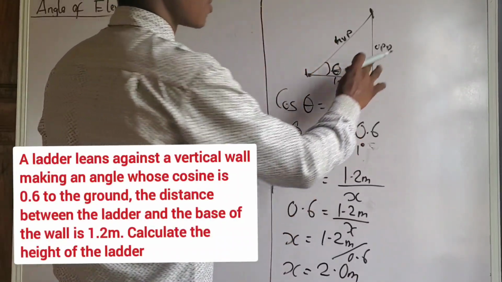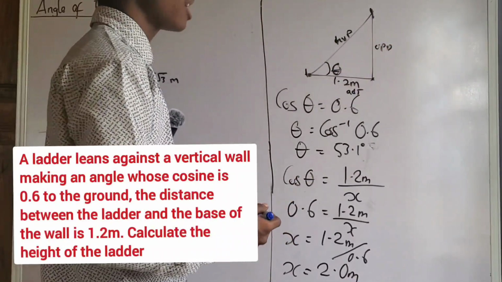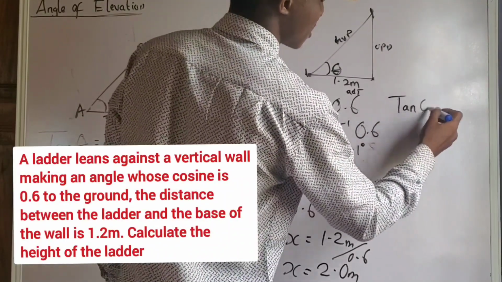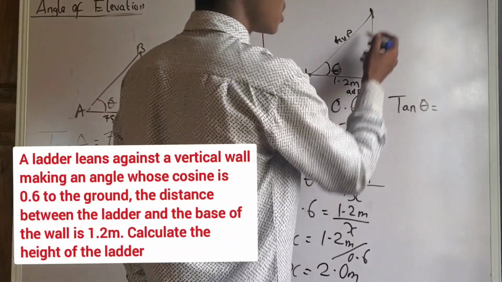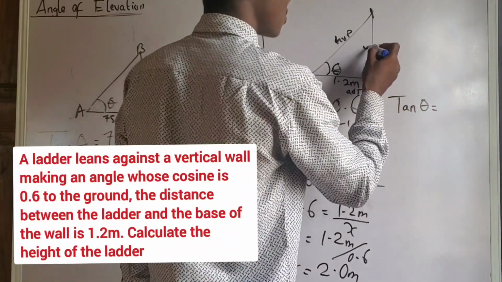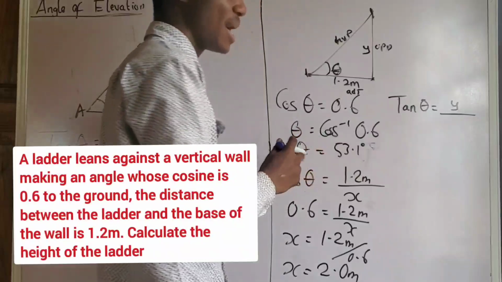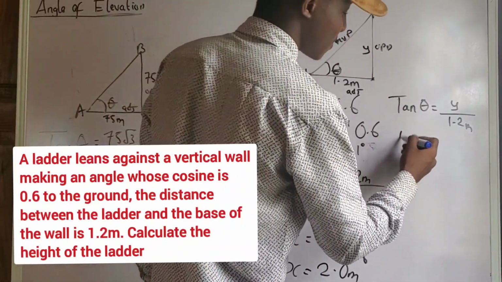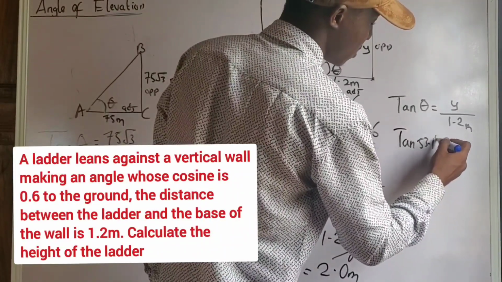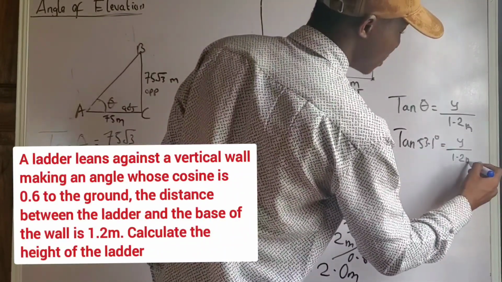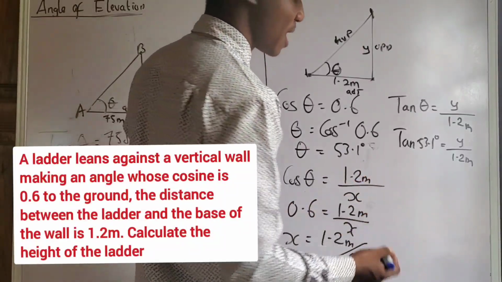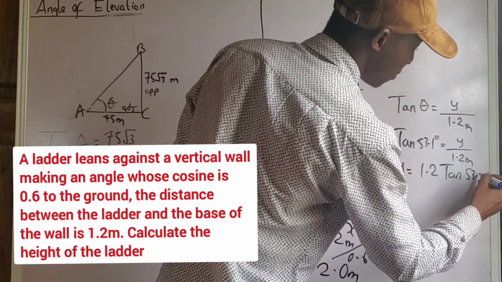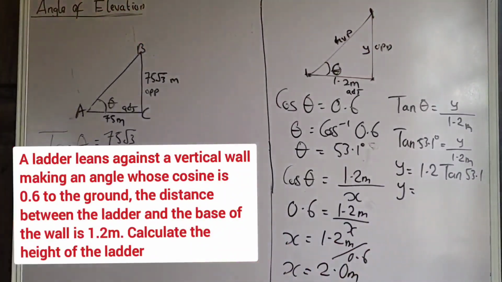Okay, now let's say you are asked to calculate the height of the ladder. If you are asked to calculate the height of the ladder, you cannot go this way. Tan theta equals opposite over adjacent. The opposite is the height of the ladder, so let us represent it as y. Y all over adjacent, which is 1.2 meter. Now theta is 53.1, so I'm going to have tan 53.1 equals y all over 1.2 meter. Is that not it? So to get the value of y, you can just multiply. Y equals 1.2 tan 53.1.